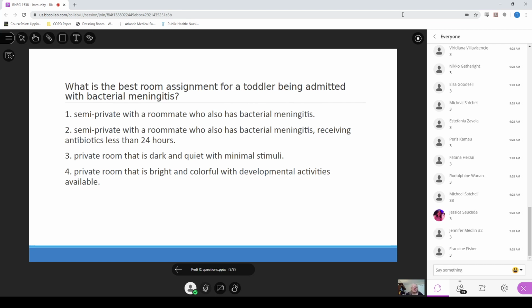Okay, so yes, everybody's putting in number 3 because we do want them in that private room, minimal stimulus. We prefer them not to be in these other semi-private rooms, even if they are roommates that have the same thing. Ideally, the best would be that private room with minimal stimulus.